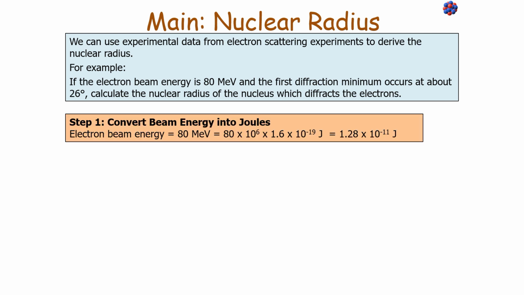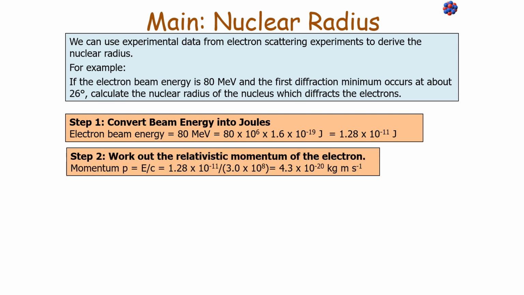So the first step is converting your beam energy from MeV into joules. Now that conversion is by firstly converting MeV into eV, which is times by 10 to the 6, then multiply by 1.6 times 10 to the minus 19 to get it into joules. The second step is then to work out the momentum of the electron. Now the momentum of the electron is equal to P is equal to E over C, where C is the speed of light.